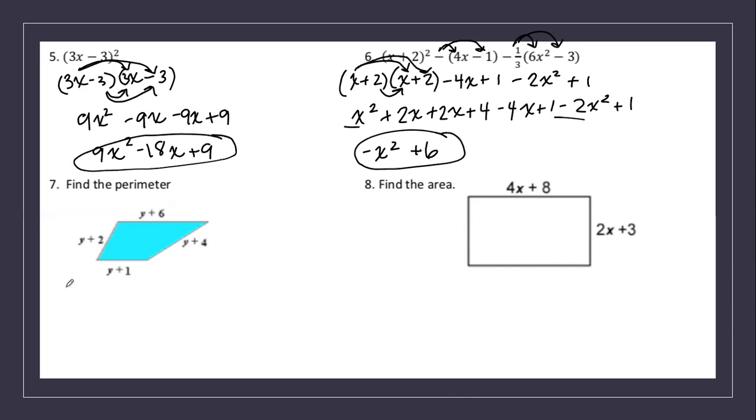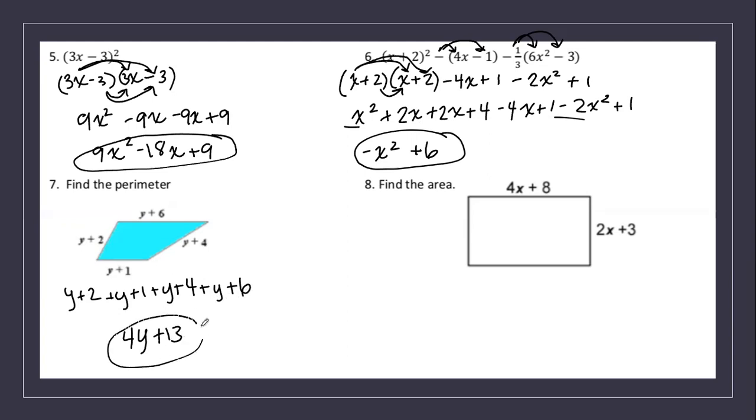Here the perimeter, I have y plus 2. I'm adding up all my sides for perimeter, plus y plus 1, plus y plus 4, plus y plus 6. Y plus y plus y plus y is 4y. 2 plus 1 is 3, plus 4 is 7, plus 6 is 13. And that's your answer.